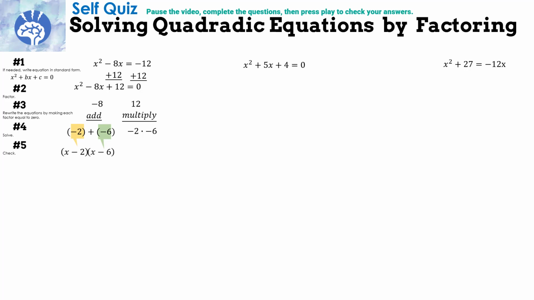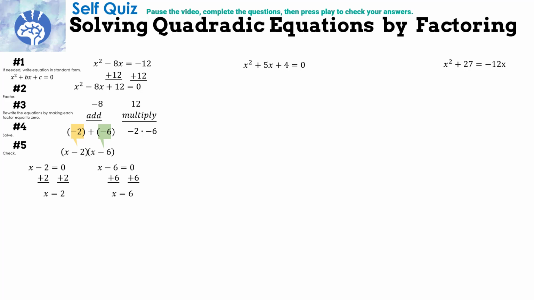Step number 3, rewrite the equations by making each factor equal to 0. So x minus 2 equals 0. I'm going to solve for x. So I add 2 to both sides, and x equals 2. I have x minus 6 also equals 0. I'm going to add 6, so x equals 6.